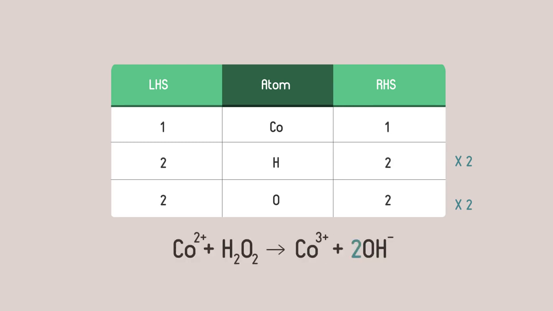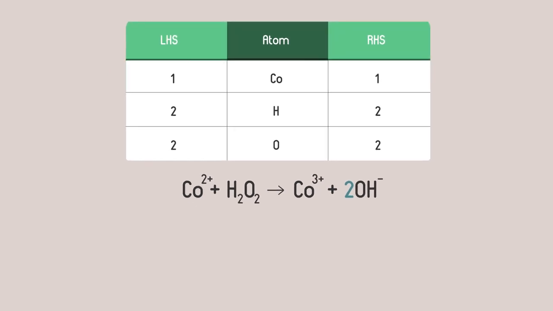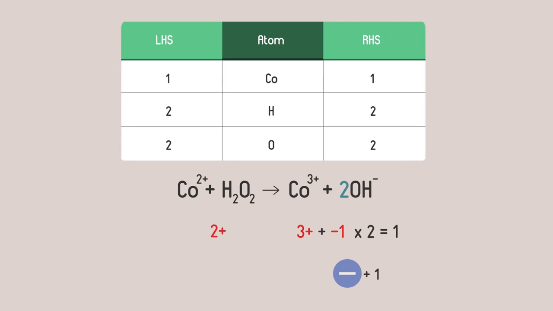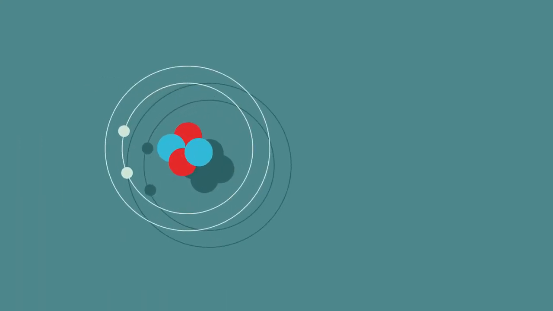If we test this using our table to add up the atoms, it looks balanced. See? But on the left, the total charge is plus 2, whilst on the right, the total charge is plus 3 minus 1 times 2, which gives plus 1 overall. We have gained one electron. As we know, matter cannot be made out of nothing, so we can't make an electron appear like this. We also need to balance the charges.